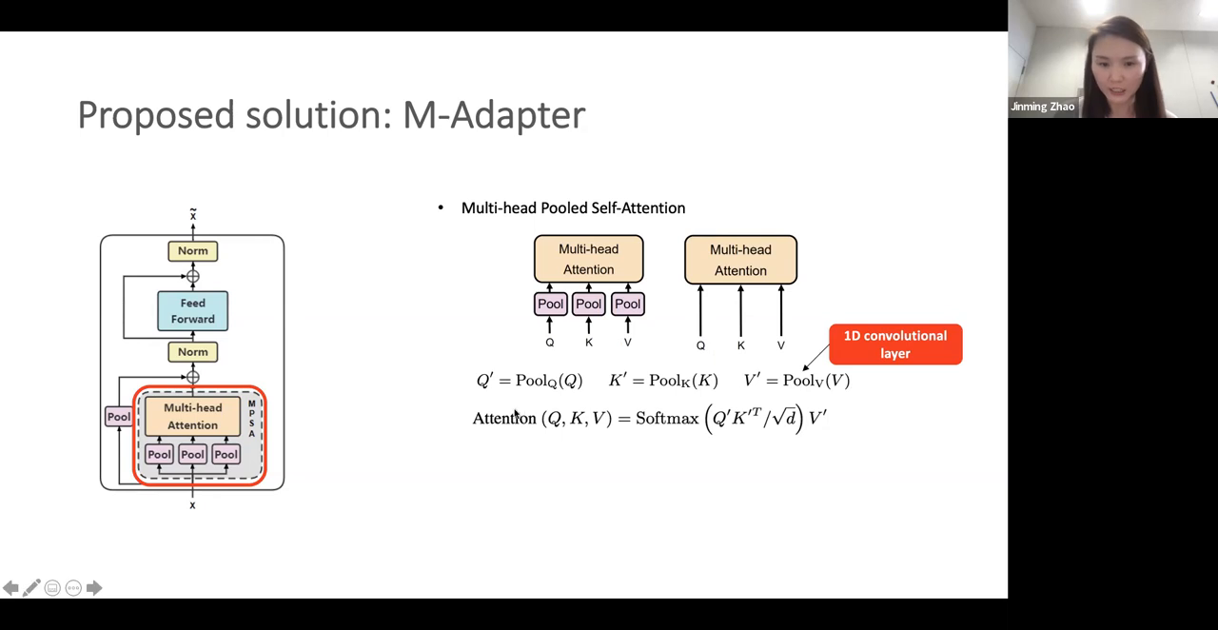Following that are the attention operations. By integrating convolutional operations into the self-attention mechanism, we essentially allow the model to learn both the global information as well as the local information while reducing the sequence length.